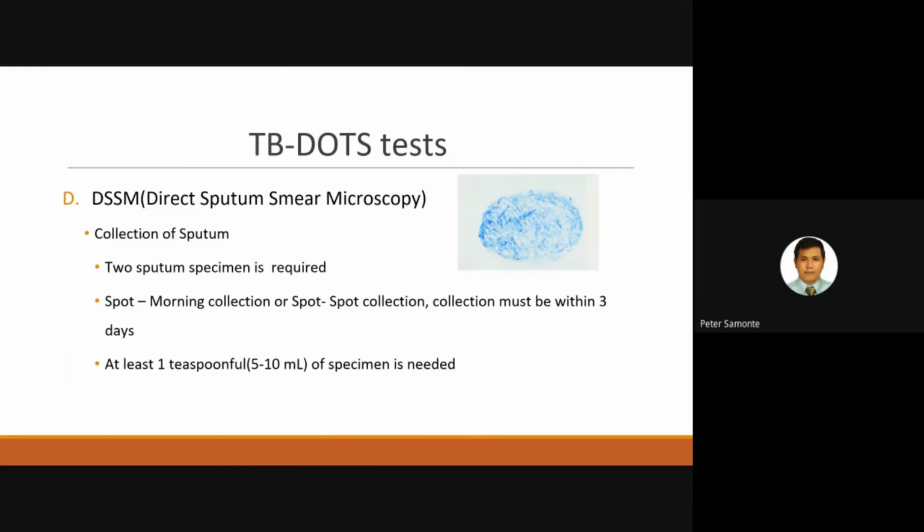So in the DSSM, class, you would require 2 sputum specimens, 1 spot and 1 morning collection. So when you say spot, class, example, pumunta si patient sa lab. Patient went to the lab at 10 a.m. Pagdating niya ng 10 a.m., he is going to collect exact at 10 a.m. as well. Kaya siya tinawag na spot. When the patient went to the lab at 10 a.m., he or she would also collect the same time he or she went to the laboratory.